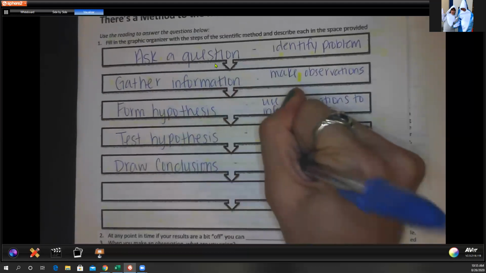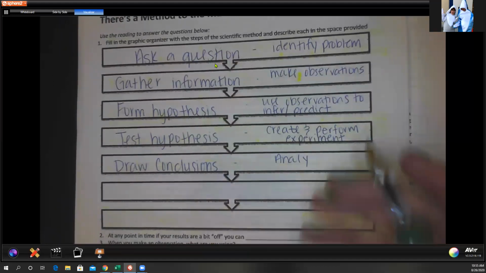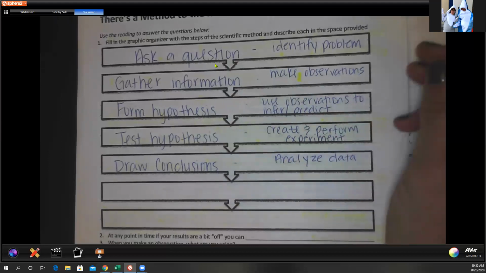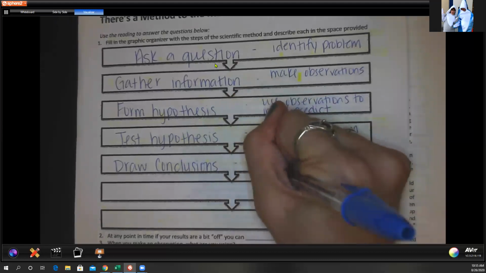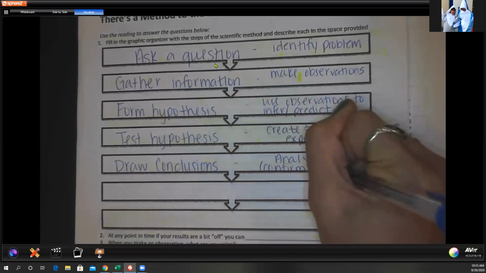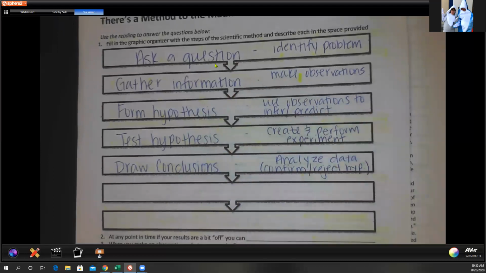There's a reason I'm writing it like this. So this would be if I'm confirming or rejecting my hypothesis. And I'm just going to put HYP to abbreviate.